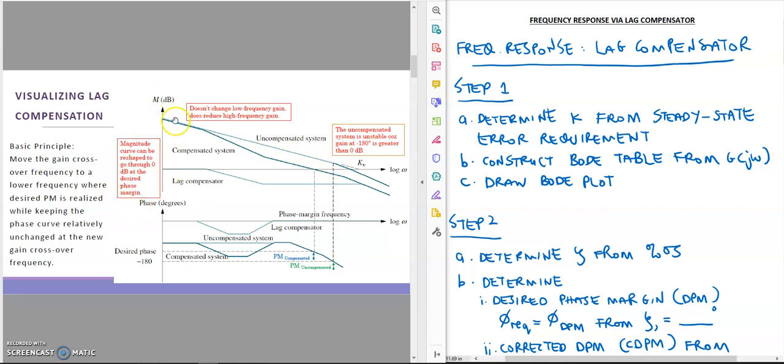The magnitude curve of this Bode plot, this is magnitude and this is phase. The magnitude curve can be reshaped from this position at 0 dB to this position at 0 dB for the compensated system, where we reduce the higher frequency gain. This is higher frequency, this is lower frequency. We reduce the higher frequency from this point to this point to get a stable system compared with the unstable system for uncompensated.